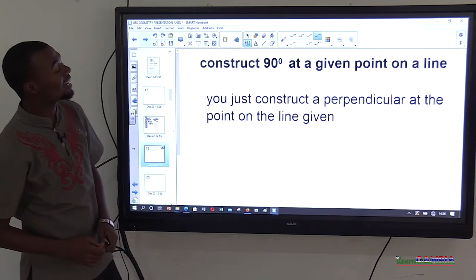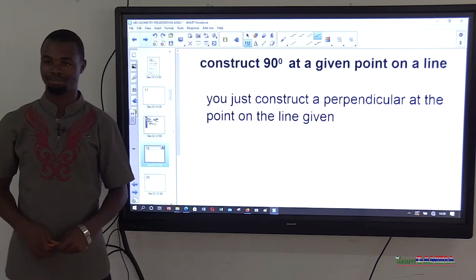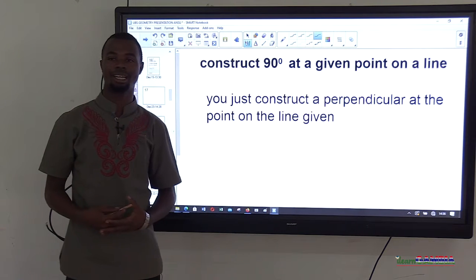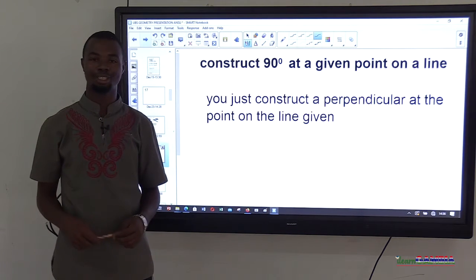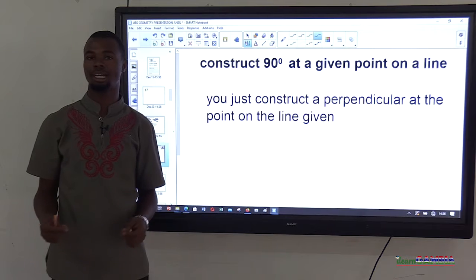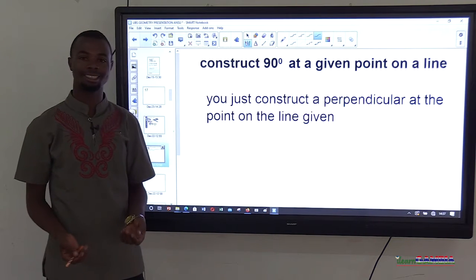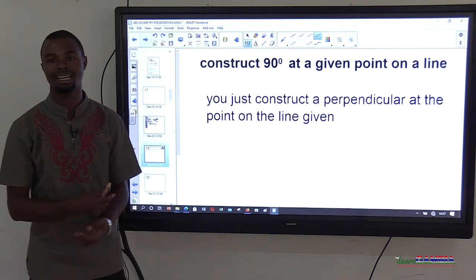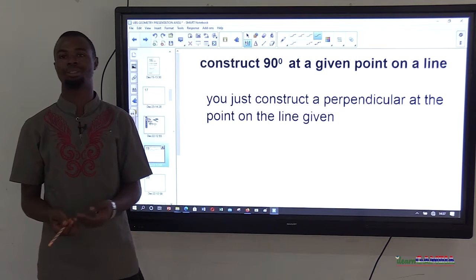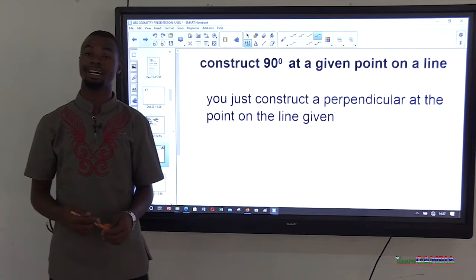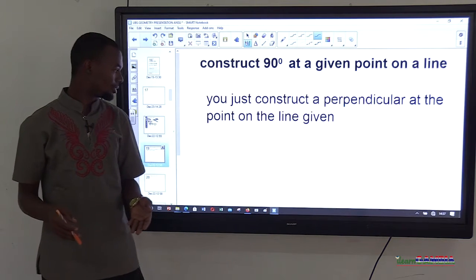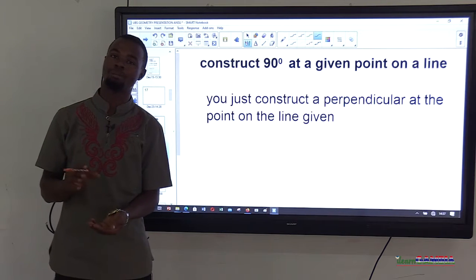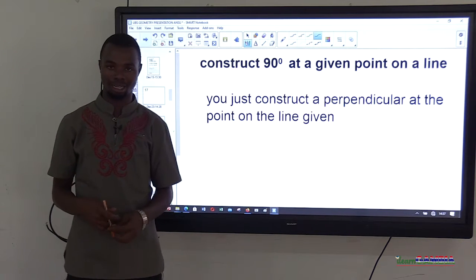Construct 90 degrees at a given point on the line. It's just simple. You already learned how to construct perpendicular lines. So we said lines that meet at 90 degrees are perpendicular. So if you are asked to construct 90 degrees at a point on the line, you just have to construct a line that is perpendicular to the line that you are given.